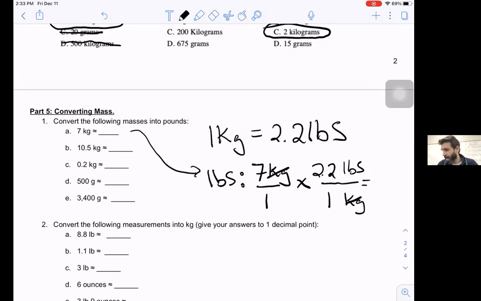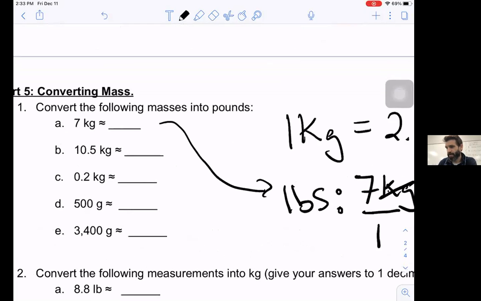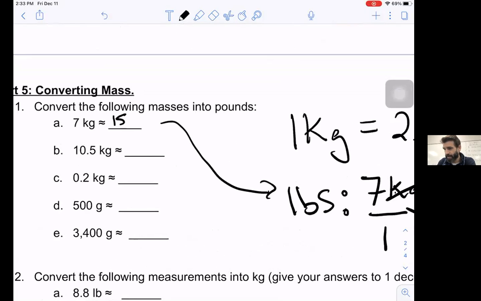Kilograms and kilograms cross out, and then you can multiply across here. So this is 15.4 pounds. So the answer here is 15.4. Okay, so we've got a system here. Basically, I just need to multiply this by 2.2. So the next one, I can just go 10.5 times 2.2. This is 23.1 pounds.